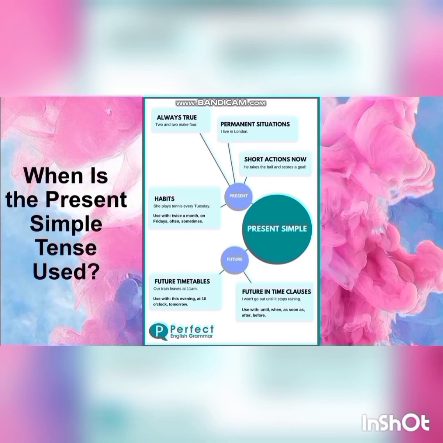The present simple is also used in the future with future timetables and time clauses. For example, our train leaves at 11 a.m. or our plane arrives at 5 p.m. You can use it with this evening, at 10 o'clock, or tomorrow. An example of a time clause is until, when, as soon as, after, or before. For example, I won't go out until it stops raining.